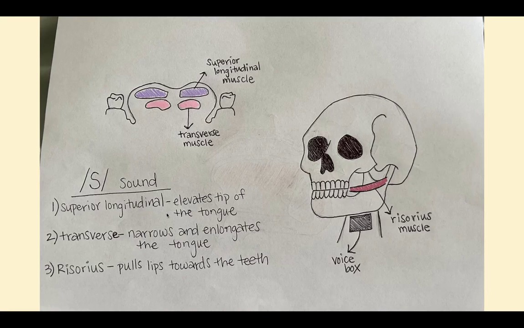Next is the transverse muscle. And like we said, it narrows and elongates. So again, pause this video, make that S sound, and notice how your tongue stops touching your bottom teeth as much. It's more narrow. And then lastly, the risorius facial muscle. When you make the S sound, again, pause the video. When you say S, your lips are pulling towards your teeth. And all three of those together are making that S sound. And that's how we produce that.